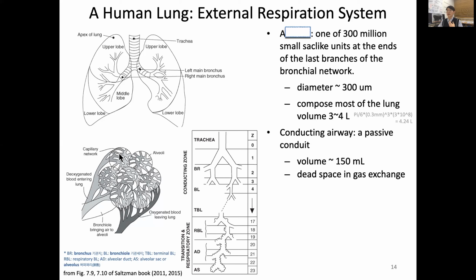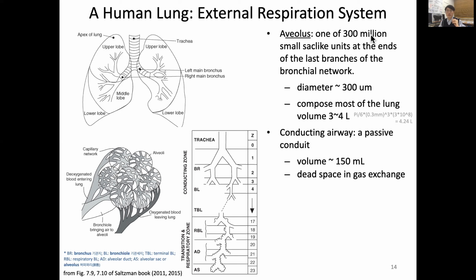There is a large capillary network to increase the surface area, and by diffusion, there is an exchange of oxygen and CO2. The deoxygenated blood entering the lung comes through the pulmonary artery. After it gets oxygenated, the blood leaves the lung and goes into our left atrium through the pulmonary vein. This alveolus is really small, but there are a lot of them. A single alveolus is one of 300 million small sac-like units at the end of the last branches of the bronchiole network. The diameter is only about 0.3 millimeter. That is tiny.